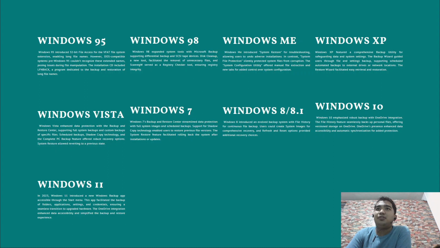Windows XP introduces the backup wizard, which helps guide you when backing up files and settings. Most of this didn't change much, and up until Windows 8, it just got improved. While in Windows 10, they introduced OneDrive integration, so your files are now backed up in the cloud. Windows 11 introduced a new backup app, and this app would help you facilitate the backup of folders, application settings, and credentials when transferring your data to another PC.